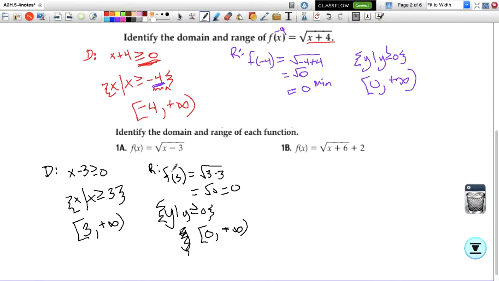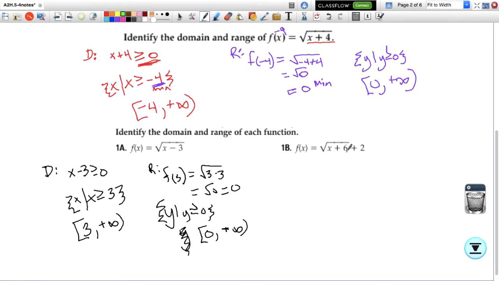The range, I took this 3 value I calculated, I plugged that in to find my range's minimum. I put 3 minus 3, which is 0, and the square root of 0 is 0. So 0 became my minimum for my y. I wrote it in set builder. And then, since 0 was the minimum and it could equal it, I put a square bracket, comma, positive infinity is my maximum.